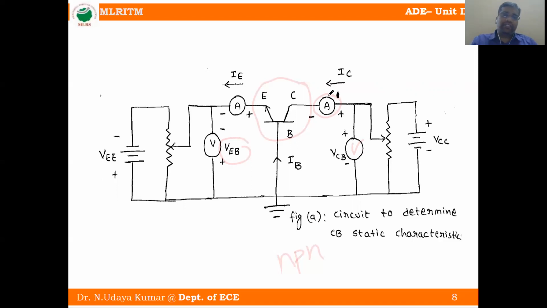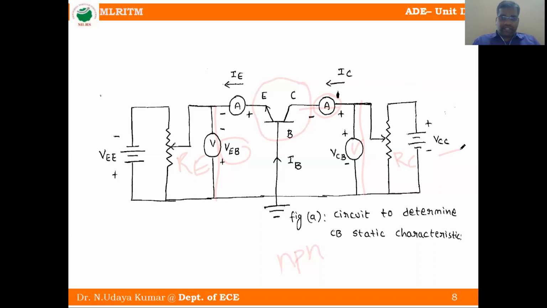Okay, here you can see. This one is the parallel connection. This one is also parallel connection. Ammeter is series connection. Here also ammeter is series connection. And on the left hand side and right hand side, one battery and one resistance. This one is the source resistance or emitter resistance, RE. Here RC, collector resistance, and VCC. So this is the practical circuit in the lab.